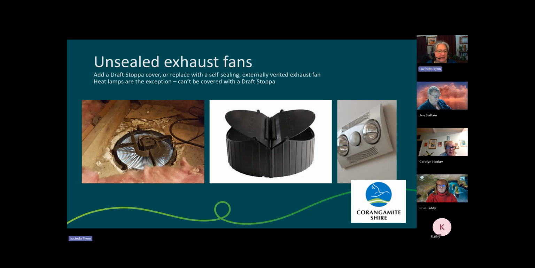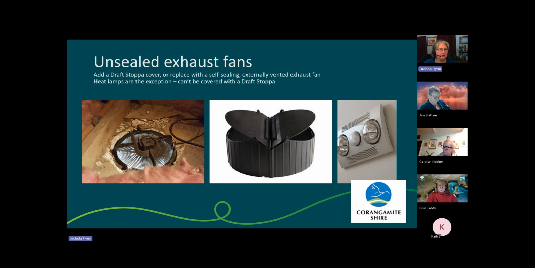Unsealed exhaust fans are a really, really common one. From below, we can't really see that they're a big hole in the plaster because they've got the white mesh and it looks quite neat. But if you look from above, this is what you'll see. It's just a big hole in the plaster. Luckily, there's an easy way to fix that if it's an unsealed one, which is to put on one of these things. It's called a draft stopper cover, and it's not electrical or anything. It just sits over the fan and it's got flaps on the top.